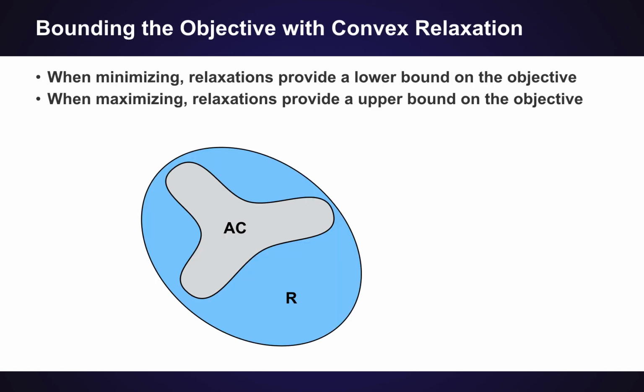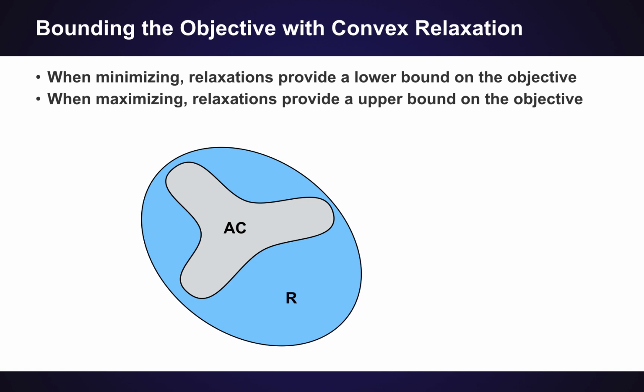Now, another important concept that comes along with the idea of convex relaxation has to do with bounding the objective value. The key idea here is that if you're minimizing your problem, a relaxation will always provide a lower bound to the objective function of your original problem. And when you're maximizing, your relaxation will always provide an upper bound to the objective function.